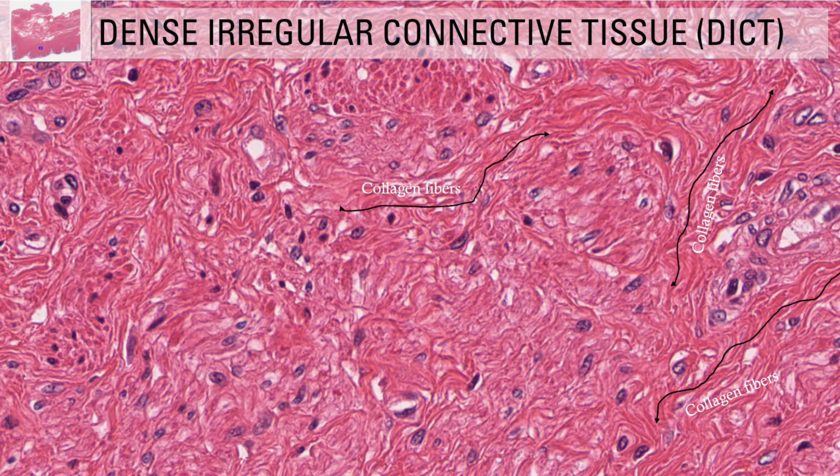Due to the semi-random organization, the ground substance and fibroblasts are not nearly so compressed. The white islands of ground substance are still sparse. The fibroblast nuclei are much more round.